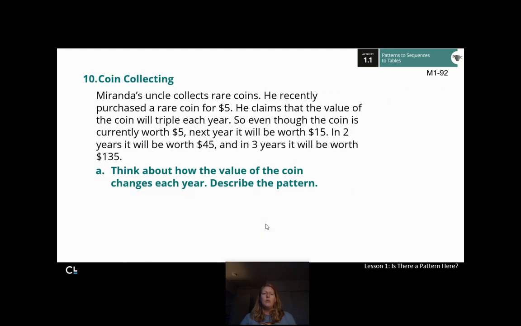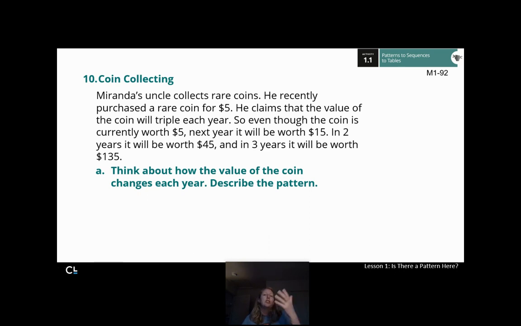Coins. Miranda's uncle collects rare coins. He recently purchased a rare coin for $5. Got a good deal on it. I don't know what it was. He claims that the value of the coin will triple each year.